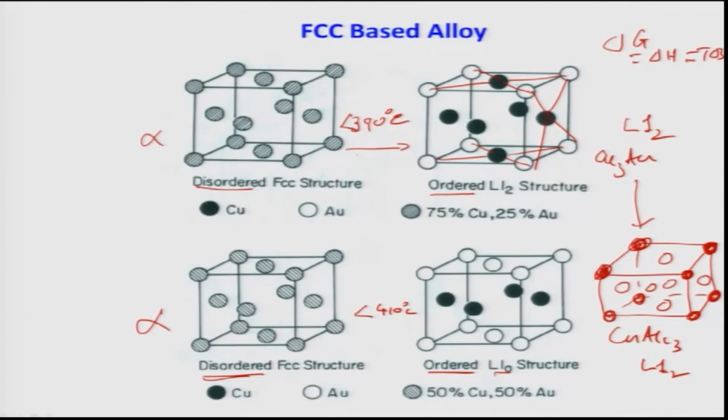So thermodynamically, these ordered structures are preferred at lower temperature because the bonds between these dissimilar atoms are preferred more than those between similar atoms. That is the main reason for stabilization of the ordered structures.